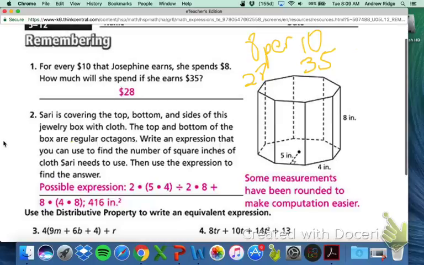Sari is covering the top, bottom, and sides of the jewelry box with cloth. The top and bottom of the box are regular octagons. Write an expression that you can use to find the number of square inches that she needs to use. Then use the expression to find the answer. So you set the problem up.